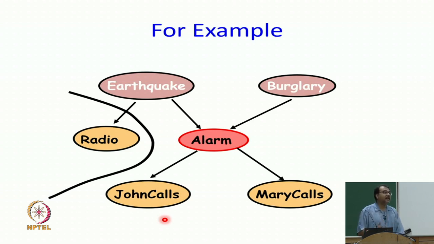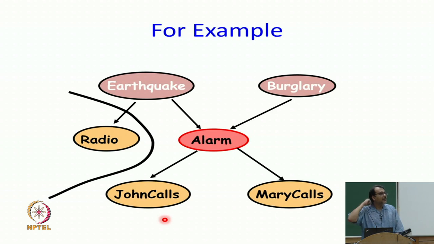It is saying that knowing John calls, and we already knew whether earthquake and burglary have happened or not. Are radio and John calls similarly affecting alarm? The question is how are they affecting alarm? In one case, John calls is a child of alarm. In the other case, radio is not a child of alarm. So, they are not similarly affecting alarm.